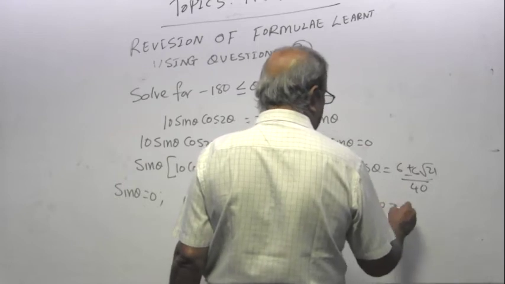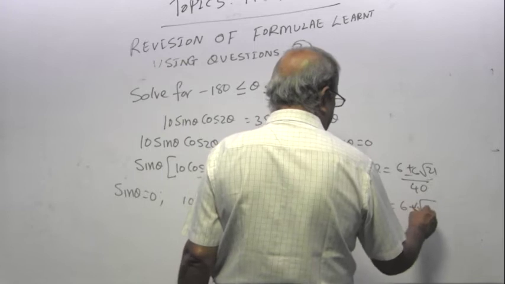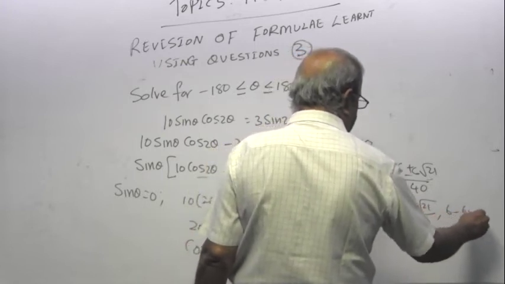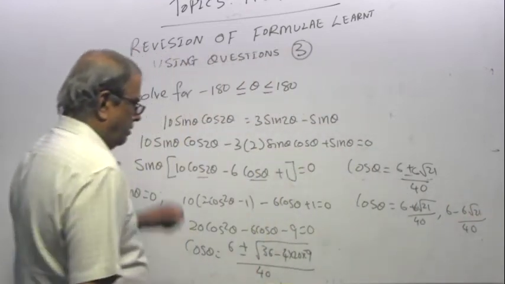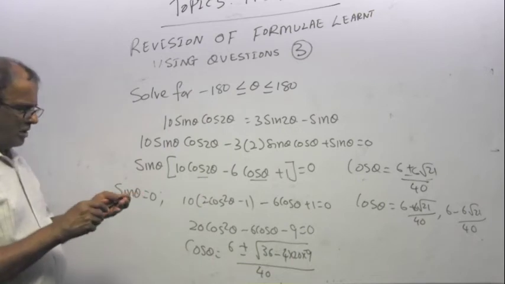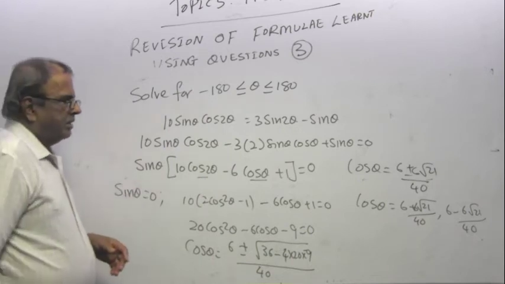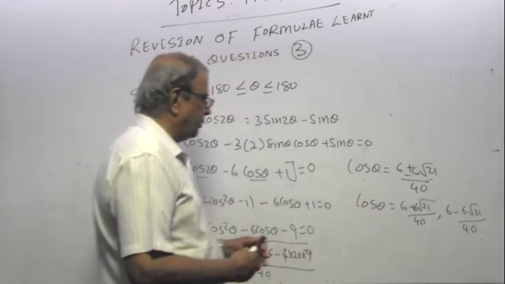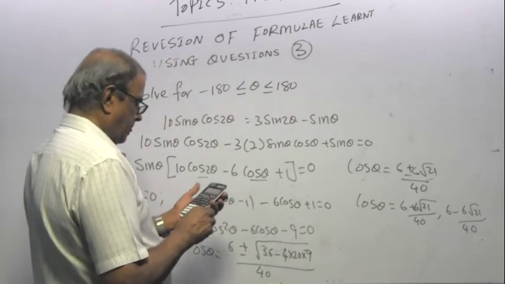So cos theta equal to 6 plus 6 root 21 over 40. You don't have to simplify. 6 minus 6 root 21 over 40. Root 21 is about 4 point something. So both answers are possible. So therefore, I need to find the decimals.